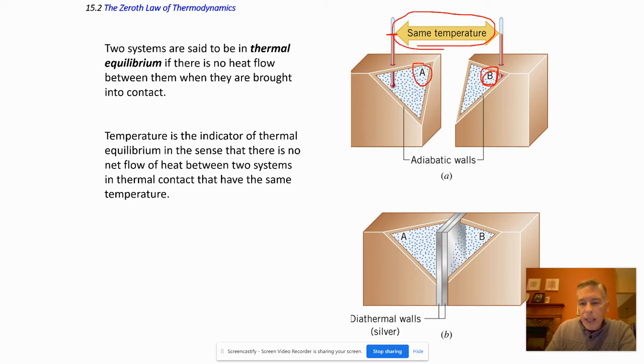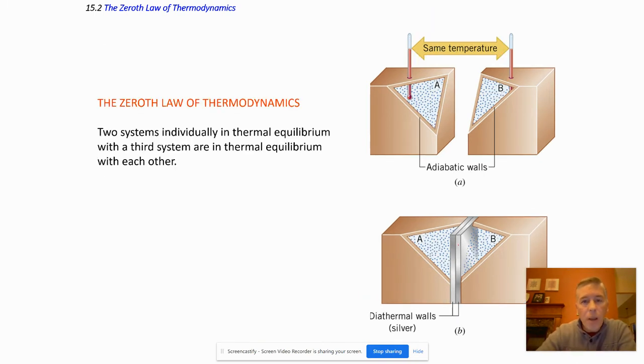Well, if I were to connect them with diathermal walls, in other words, I would allow heat to flow back and forth between them, since they're at the same temperature, we know there shouldn't be any heat flow happening between these two because they're in thermal equilibrium. So really the Zeroth Law popped in so that we could say if 2 systems were in thermal equilibrium with a third, then they also must be in thermal equilibrium with each other.